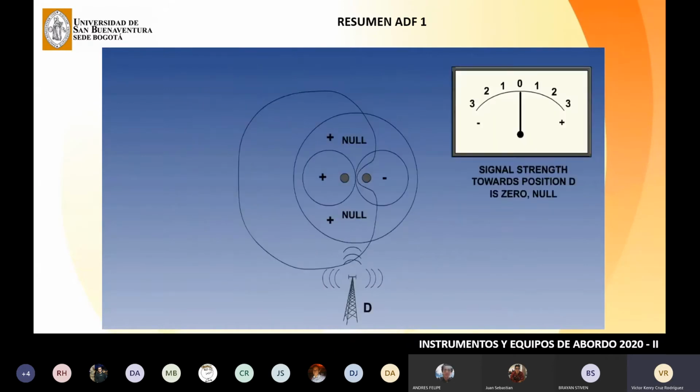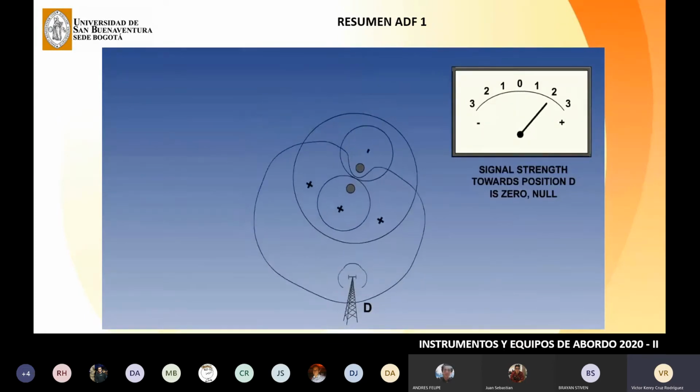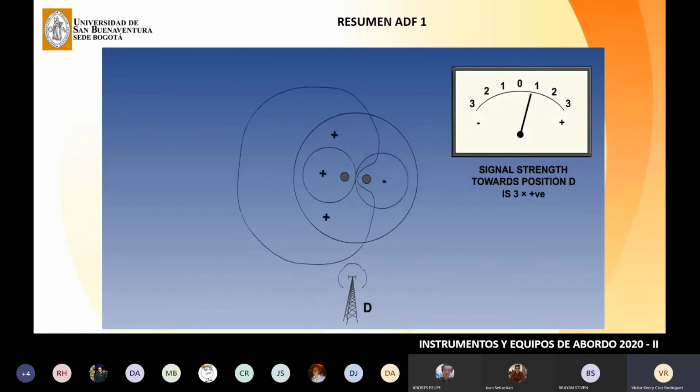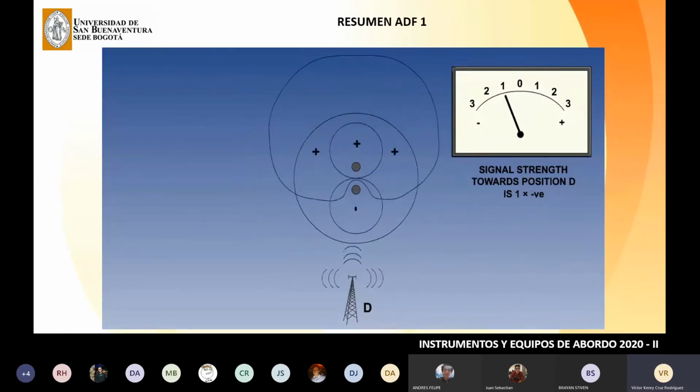If, for example, the transmitter is at position D, the loop antenna senses a null, which means the transmitter is either at D or B. If the loop is rotated anticlockwise, the combined polar diagram of signal strength will rotate with it, and signal strength will increase, confirming that the beacon is at position D. If the loop is rotated clockwise, the signal strength will decrease.